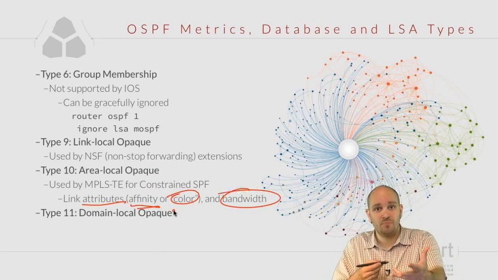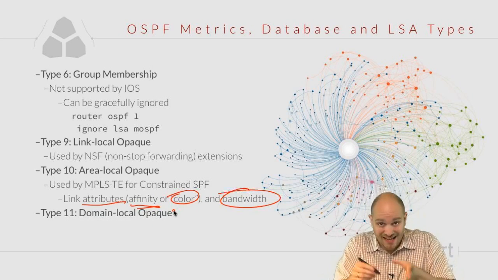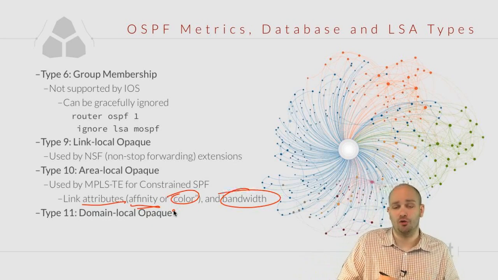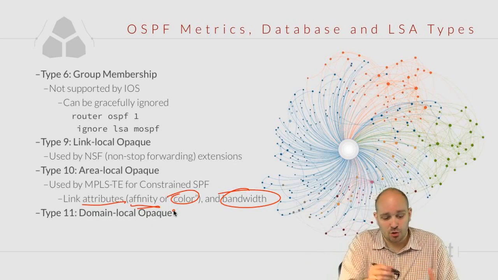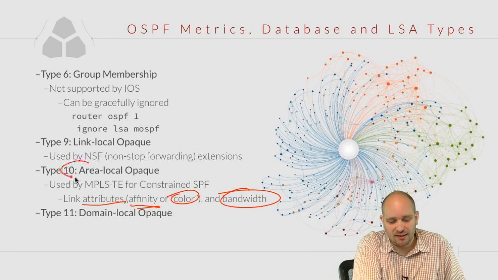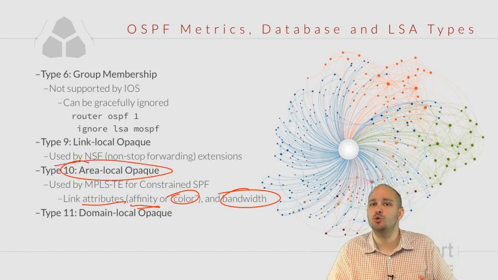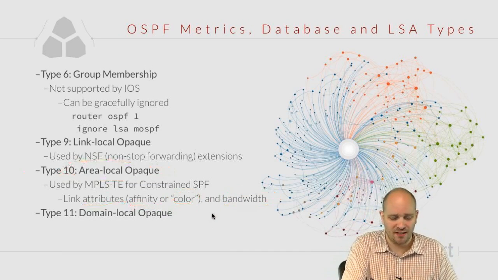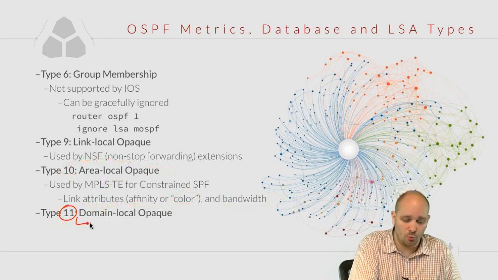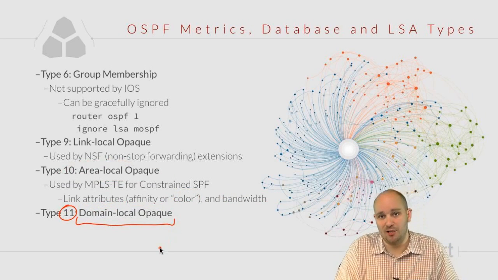So not the calculated cost based on the bandwidth, but the actual bandwidth available on that particular link for a certain application that can be used. So this is information that can be used, or this LSA is used to communicate these advanced link attributes throughout the OSPF network.